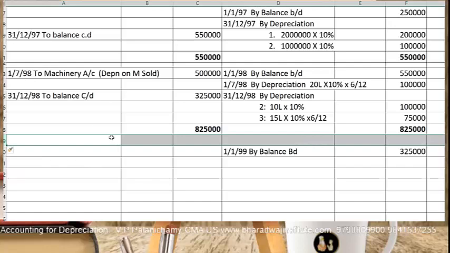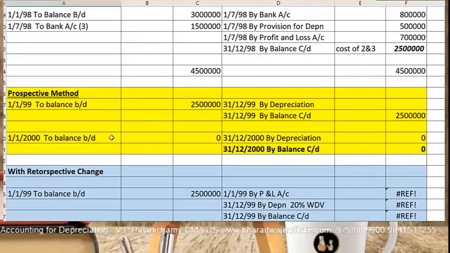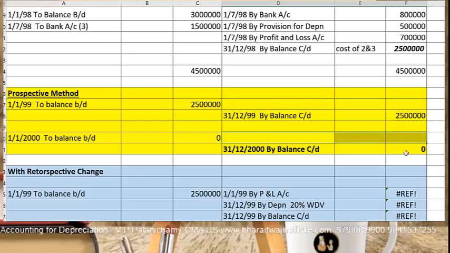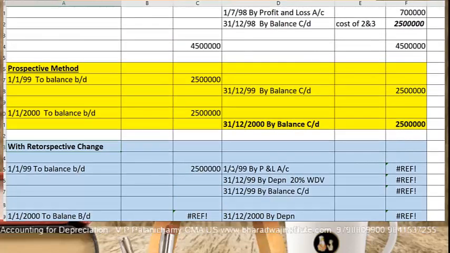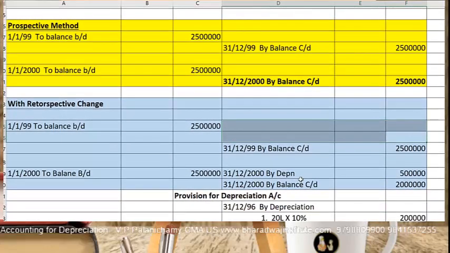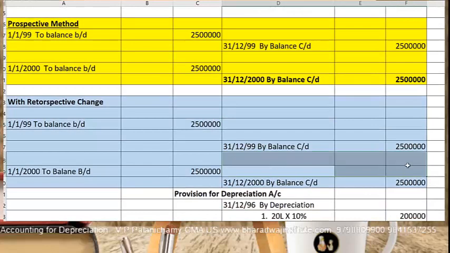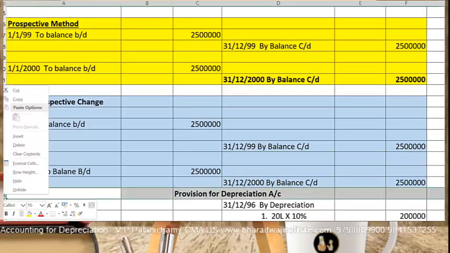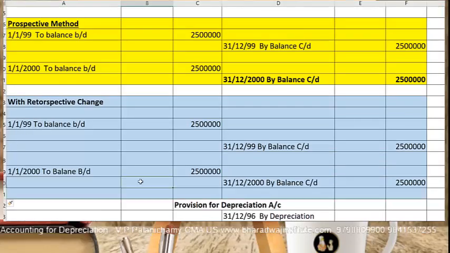Now let us see, suppose the depreciation is changed, let it be prospective method or retrospective method, the asset will be the same. Asset will appear at what price? Cost price. Asset value will not change. Prospective change or retrospective change, nothing will be changed in the asset. Asset value will be the same because we are not going to charge depreciation in the asset account. All adjustments will be made in what? Provision for depreciation account.